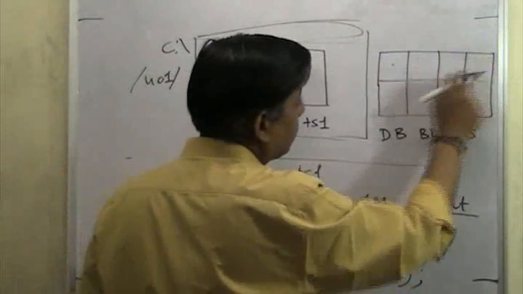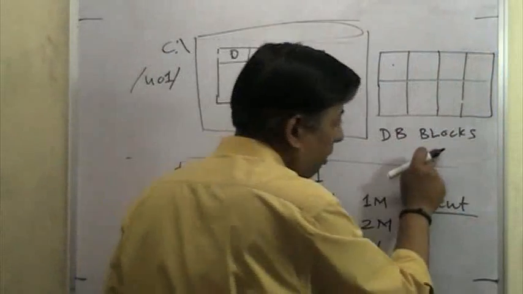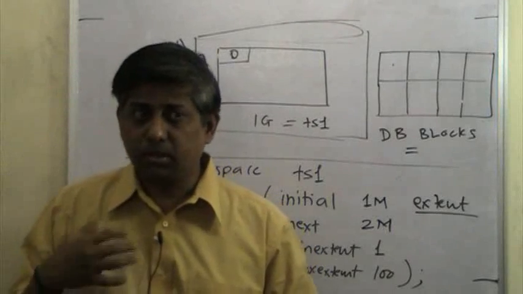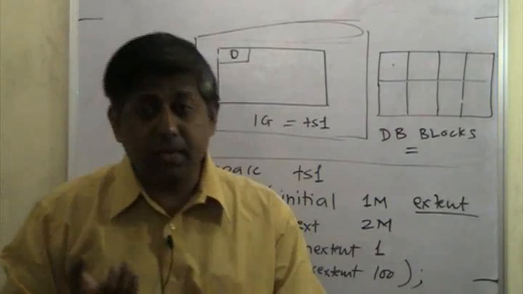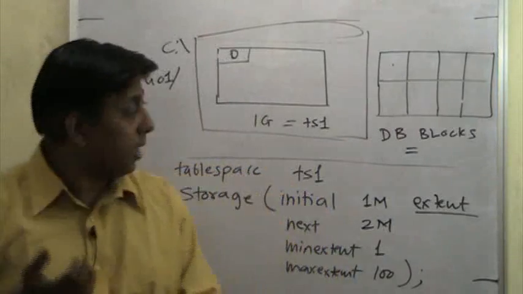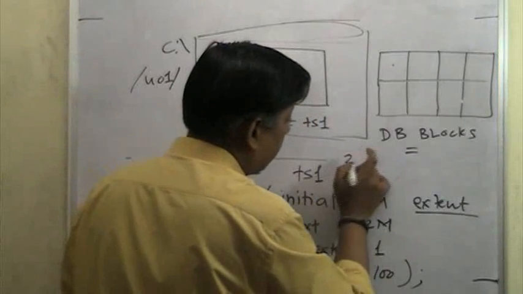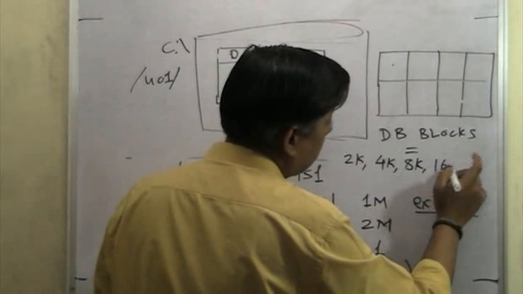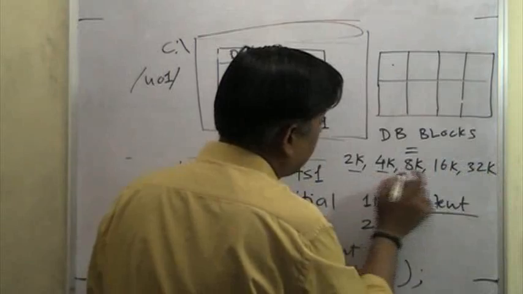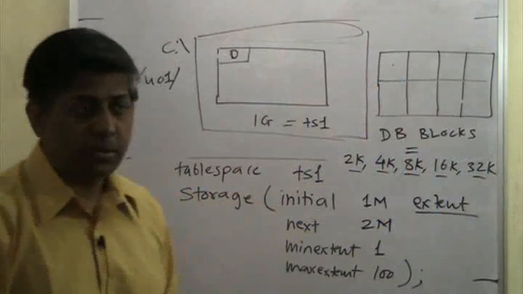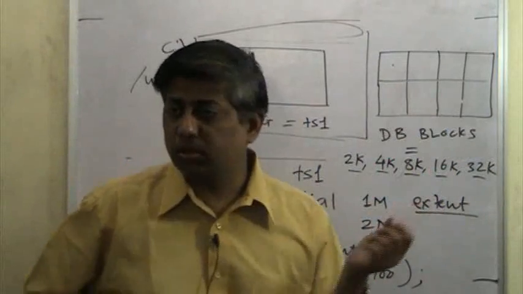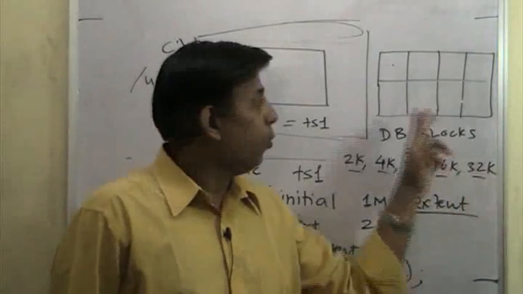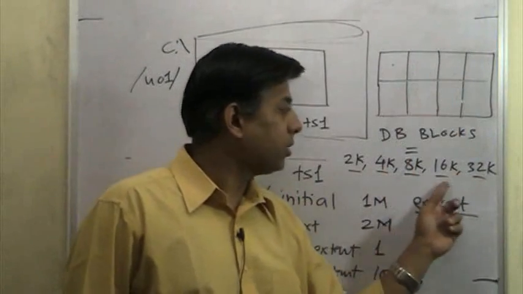So this is an extent, and within the extent there are these blocks. The size of the block is always decided by the DBA when he creates the database. This is a very deciding factor when the database is created, and the sizes range from 2 kilobytes to 4 kilobytes to 8 or 16 and 32. These are the only sizes that a block can have. Okay, nothing in between. There is no database block size of 3K. So Oracle has predefined that the database block sizes would be either 2 or 4 or 8 or 16 or 32.